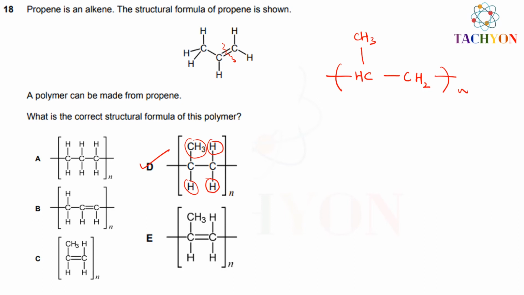First one is wrong because you don't have a CH3 here. Second one, there is a double bond. You should not have a double bond in a polymer. Okay, I mean, after polymerization, this double bond is going to break. So you will not be having a double bond in this polymer. The right answer is D.